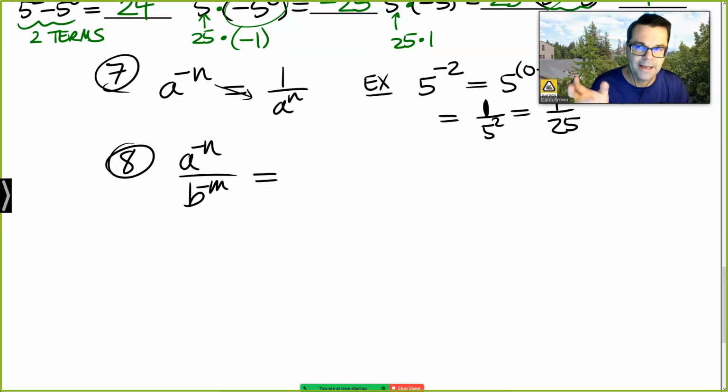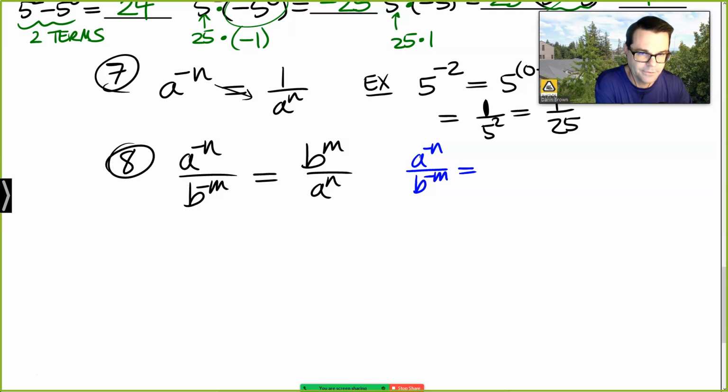Now, we already have the one direction up here, right? Because a to the minus n is really a to the minus n over 1. So number 7 just says you can put a negative exponent in the denominator, but number 8 says if you have a negative exponent in the denominator, you can just bring it up on top. So this is b to the m over a to the n. And it's pretty straightforward to see why this is true. Because a to the negative n over b to the minus m is a to the negative n times 1 over b to the minus m.